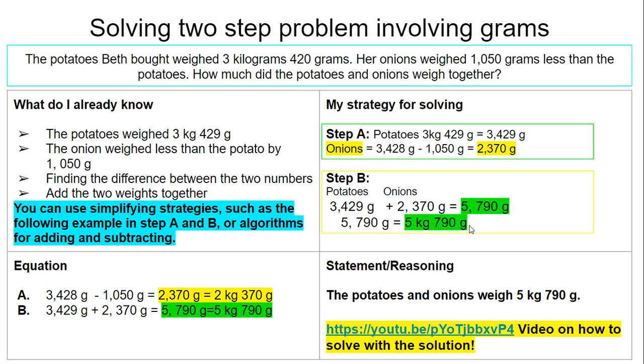I'm going to convert that back to a mixed unit. My bottom 2 boxes, one shows my equations for step A and step B, and then statement and reasoning. The potatoes and onions weigh 5 kilograms, 790 grams together. I have embedded a YouTube video for you to look at on how I solved using my steps.